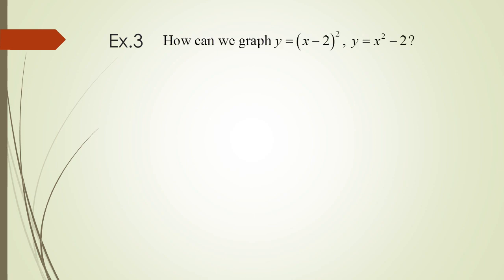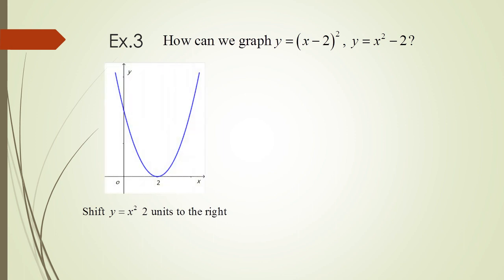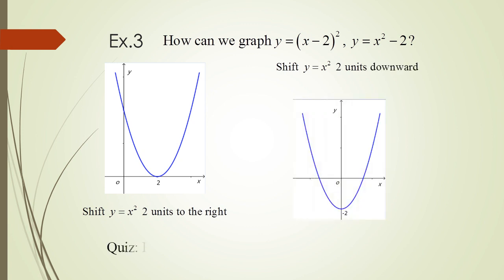Example 3. Then let's answer the question at the very beginning. How can we graph those two functions starting from y equals x squared? This one we shift 2 units to the right. This one we shift 2 units downward, right? So it's easy. Now let's think about how we can draw the graph of x squared minus 2 with the absolute value sign.